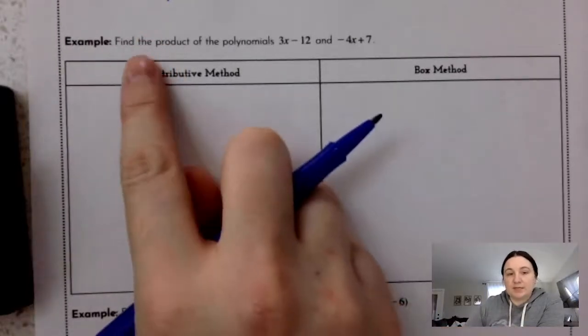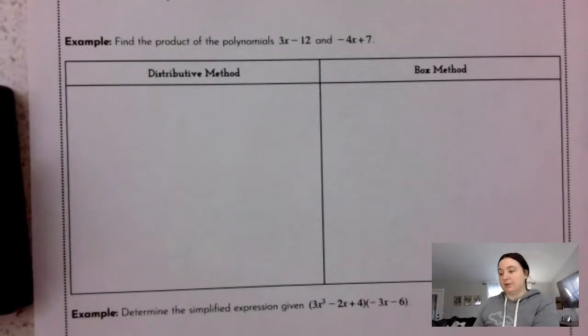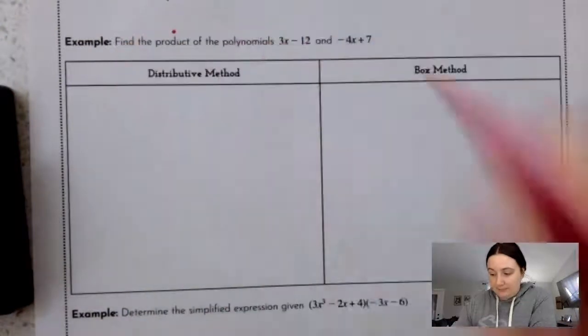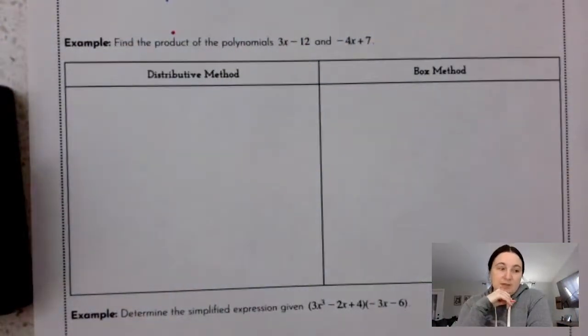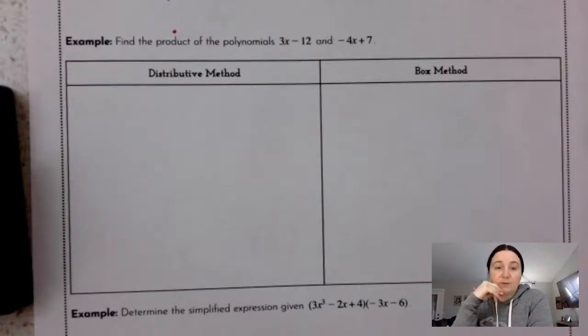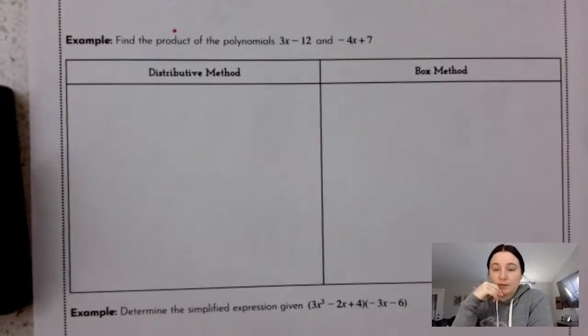So the example says find the product of the polynomials. And we do need to make sure we know what these vocab words mean. So product means multiply. Remember, sum means addition and difference means subtraction. So when we find the product, we are multiplying our polynomials. And then we have these two methods. So the distributive method and the box method.